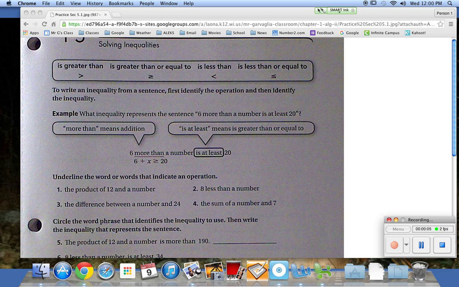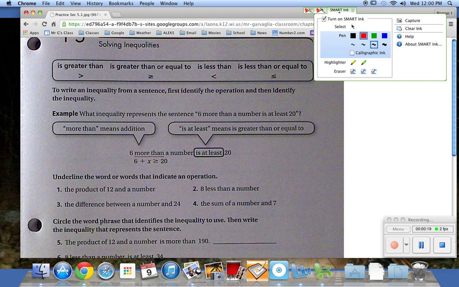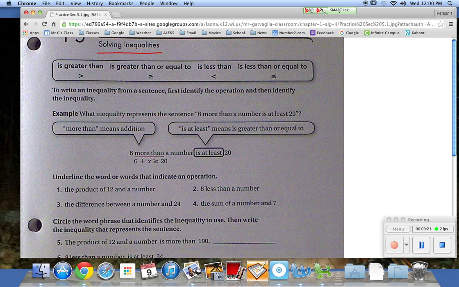This is section 1.5. This is what you want to take notes on. Your learning target for today: solving inequalities.